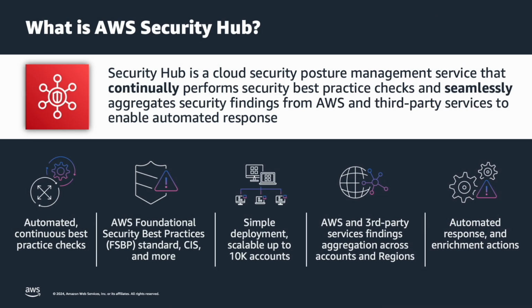AWS Security Hub is a service that provides a consolidated view of your security status and is also known as a Cloud Security Posture Management, CSPM, service that streamlines security operations with automated, continuous security best practice checks against your AWS resources to help you identify misconfigurations.